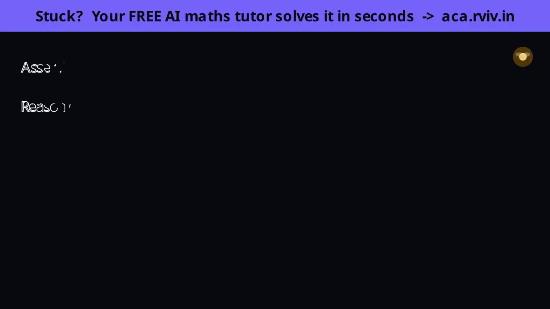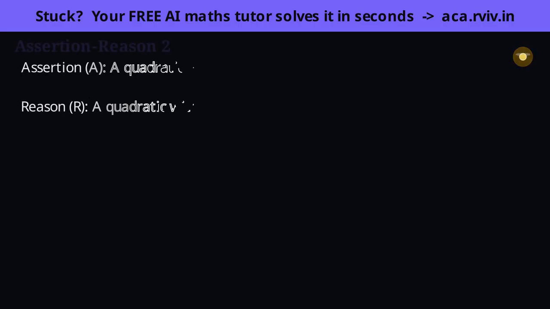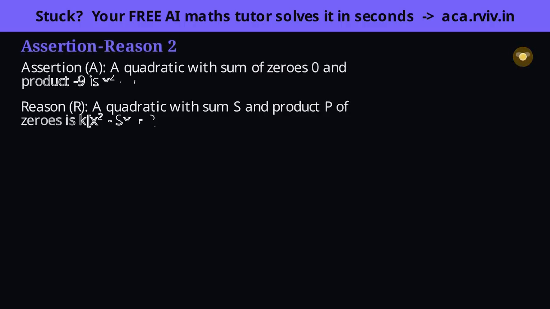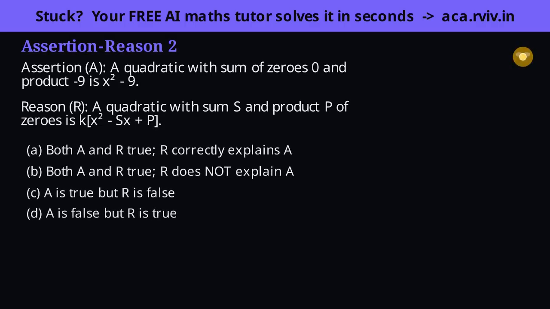Assertion reason 2. Assertion: a quadratic with sum of zeros 0 and product minus 9 is x squared minus 9. Reason: a quadratic with sum s and product p of zeros is k times x squared minus sx plus p. Which option is correct? Apply the reason directly to test the assertion. Substitute s equals 0 and p equals minus 9 into k times x squared minus sx plus p.